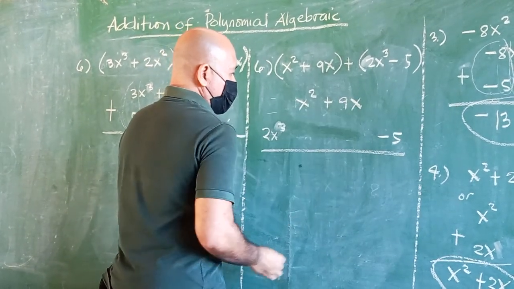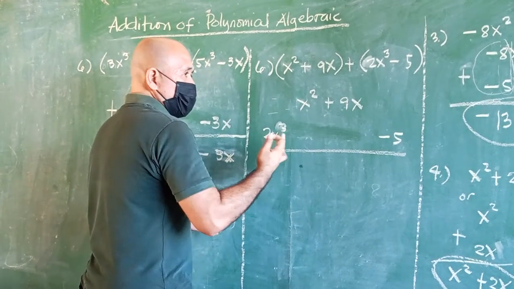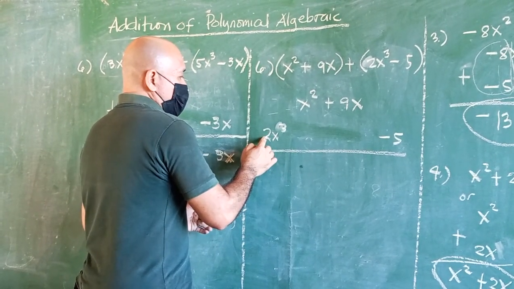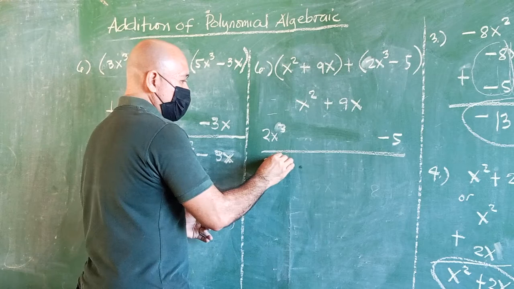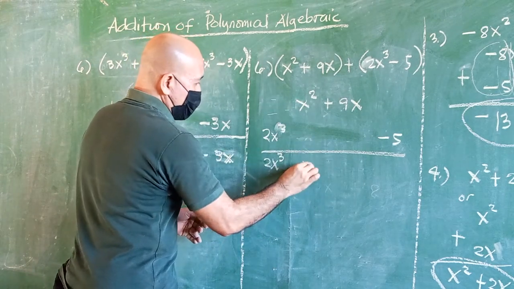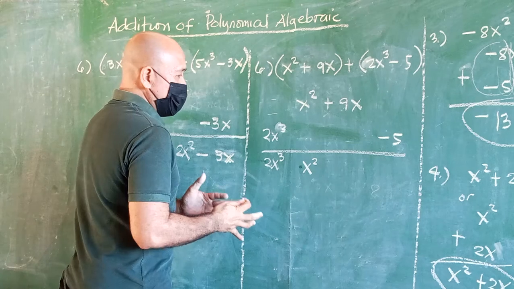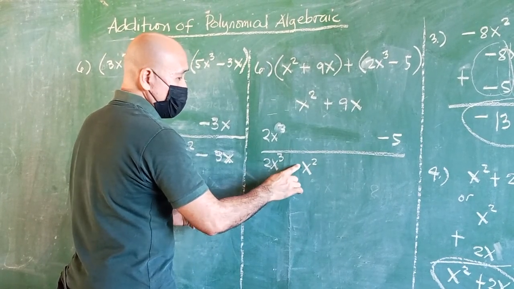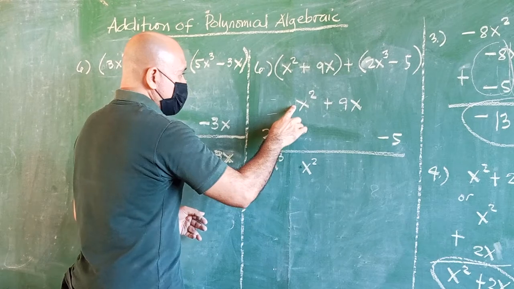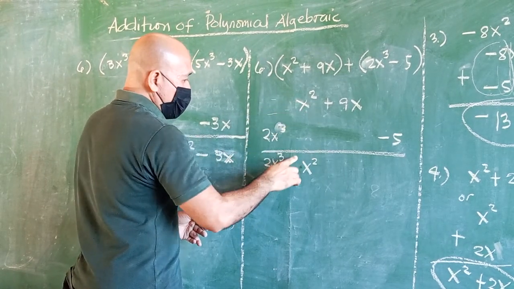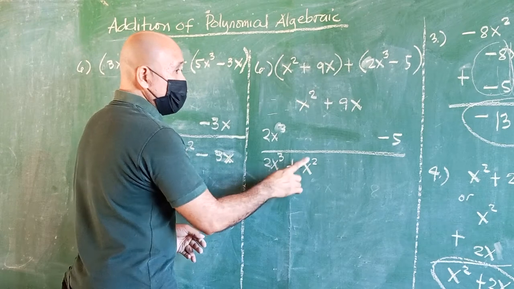not under the 9x. So after this, you just have to add, or bring down if there are no terms that can be added. So in this case, for 2x cubed, since there is no first line above here, you just have to bring down 2x cubed. And then bring down x squared, since there is no other term below x squared. And then after bringing it down, you determine what the operation will be, since there is no operation. So if the given is positive, since x squared is positive, automatically you will use plus as the operation between 2x cubed plus x squared.